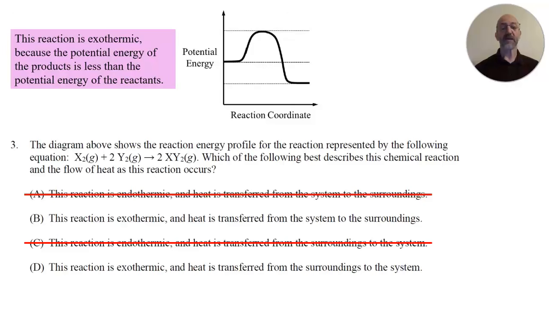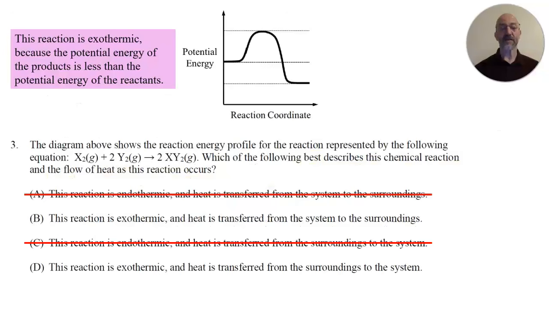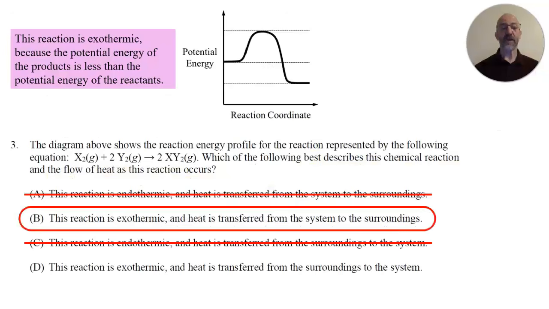So I'll show you something I had mentioned earlier in this lesson. For topic 6.1, endothermic and exothermic processes, if the reaction is exothermic, then the energy is lost by the system and gained by the surroundings. So the correct answer to question 3 is this reaction is exothermic and heat is transferred from the system to the surroundings.